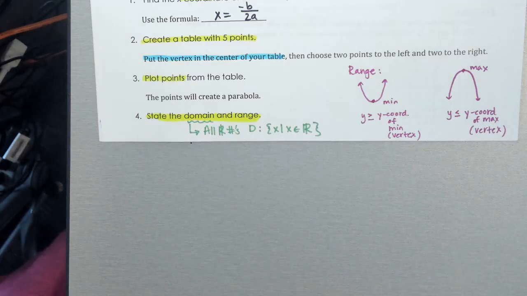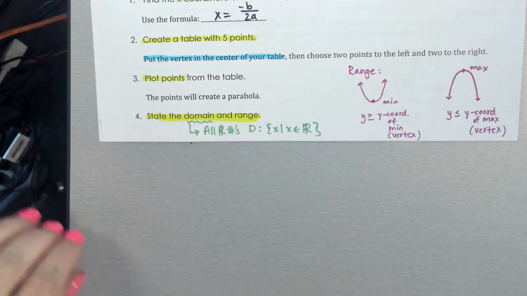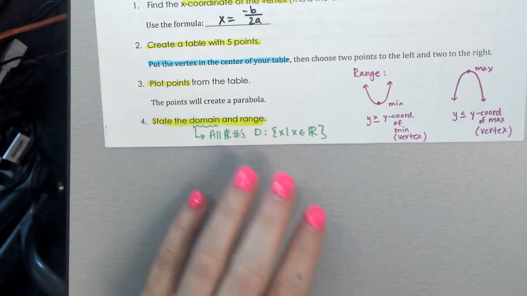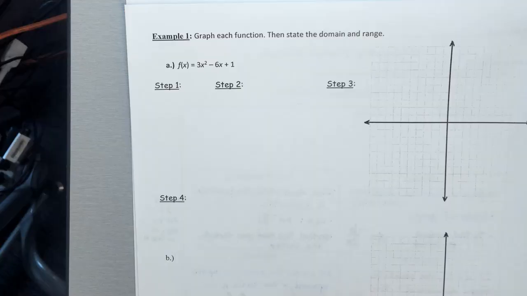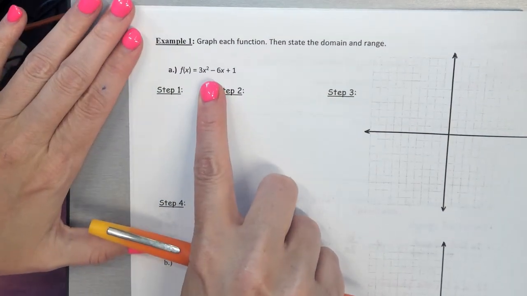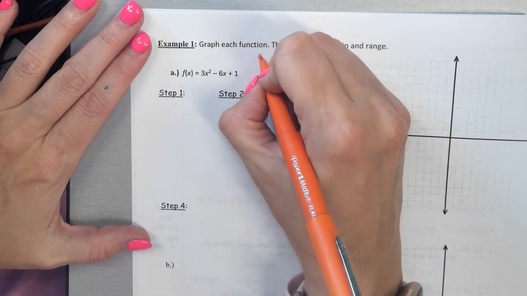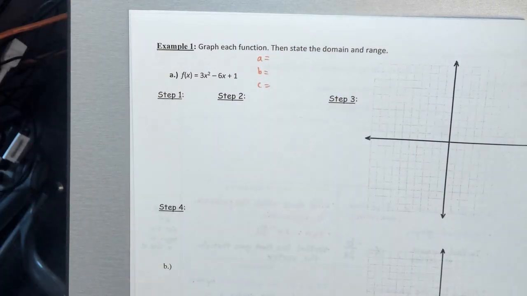Alright, so with those steps in mind, okay, we are going to graph the functions and state the domain and range. Okay, so when you are starting this, nope, not a calculator for this one. This is all mental math. Yeah, so if you have an equation here, we're just going to pick out our A value, our B value, and our C value. So go ahead and write that down.